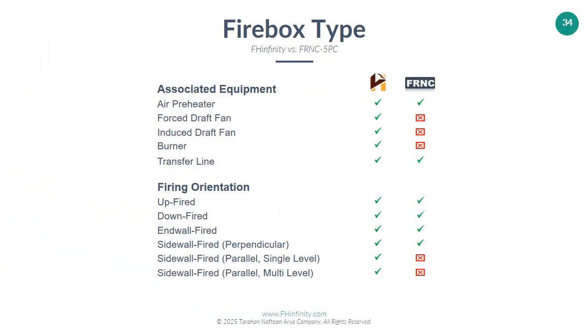Look at associated equipment and firing orientation. FRNC lacks native models for forced draft fans, induced draft fans, and detailed burner simulations. It also struggles with complex sidewall firing arrangements, especially parallel multi-level burners. FHinfinity includes all of these. We model the entire system, fans, burners, and complex firing patterns, giving you a complete picture of heater performance.